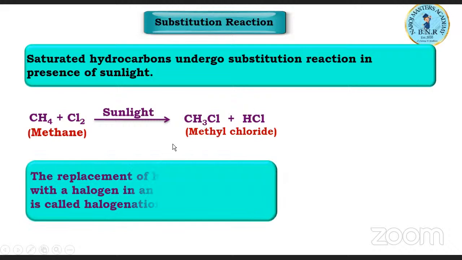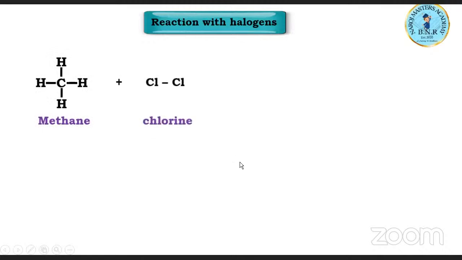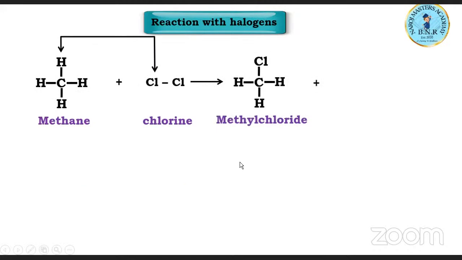Now you can see here the replacement of a hydrogen atom with a halogen in an organic compound is called halogenation. This is also one type of definition for halogenation. Reaction with the halogens. So CH4, methane, reacts with chlorine to give rise to methyl chloride plus hydrochloric acid.